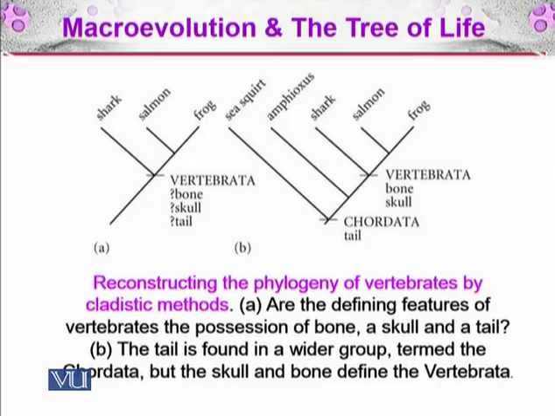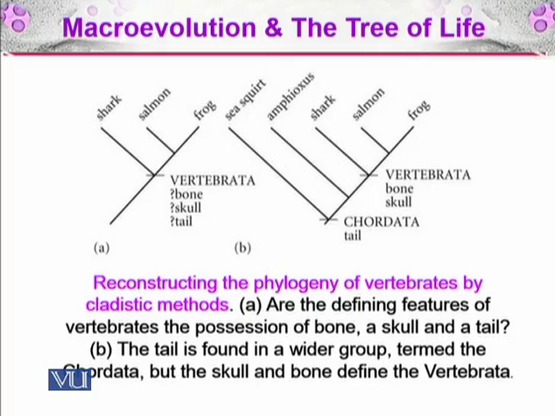In B, the cladogram is much more defined on the basis of tail in the chordata, and vertebrates by bone and skull. Not all the vertebrates have the skull, right? And not all the vertebrates have bone. For example, the shark does not have bone. These are cartilaginous fishes. And salmon and frog, they do contain the skull, but the frogs, again amphibians, do not have the tail. So you see how the cladograms are refining the characteristics for us.